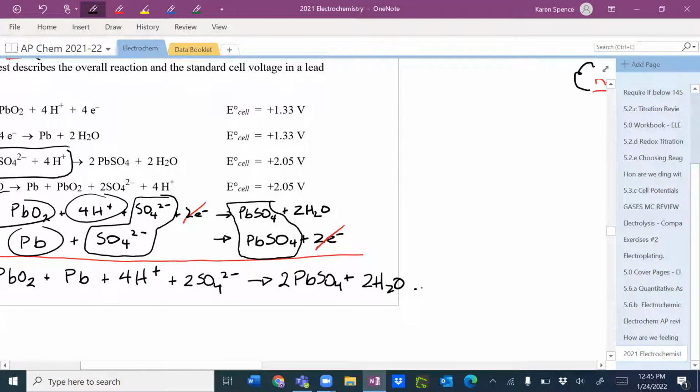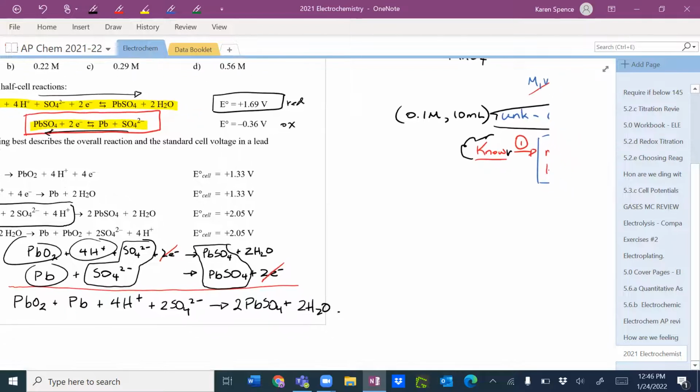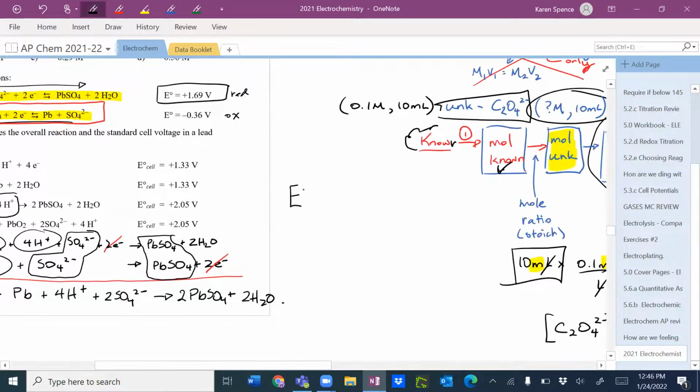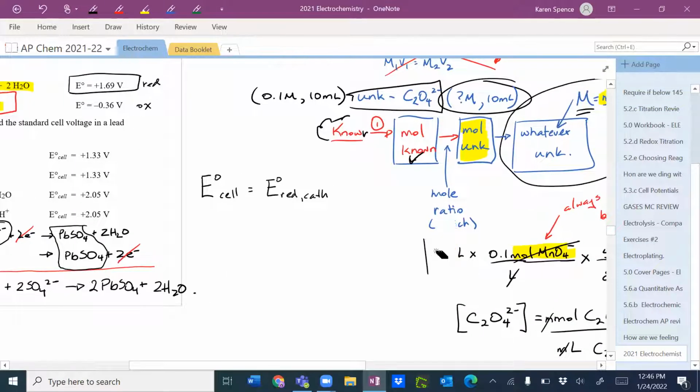But if I did need to calculate the cell potential, remember we have E naught of the cell. It's either going to be E naught of reduction at the cathode minus, oh my God, what a mess.